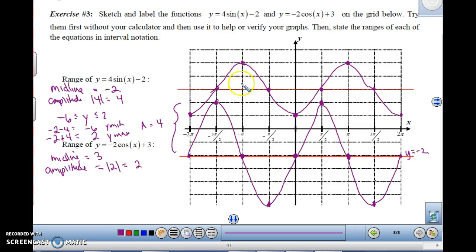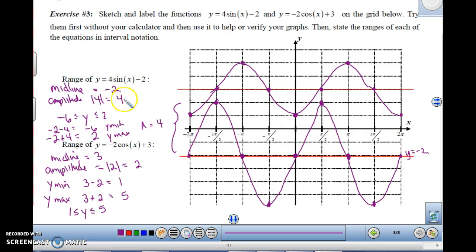The amplitude is going to be 2, and it's going to be shifted up 3. So y min on this, if you start at the midline and then you go down 2, is going to be 1. And y max, you start at 3 and go up 2, you're going to be 5. So your range is going to be between 1 and 5. So there we go. All right.